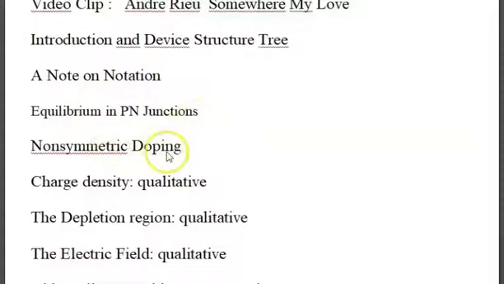We'll talk about doping. When we say non-symmetric, it means that the n side is not doped like the p side. The p side, for example, might be heavily doped and the n side lightly doped, or vice versa. We'll refer to that as non-symmetric doping. And then we'll be looking qualitatively at charge density and the depletion region, and we'll get into the quantitative aspects of both of those subjects in our next lecture. And then finally we'll be talking about the electric field, but again only in a qualitative sense.